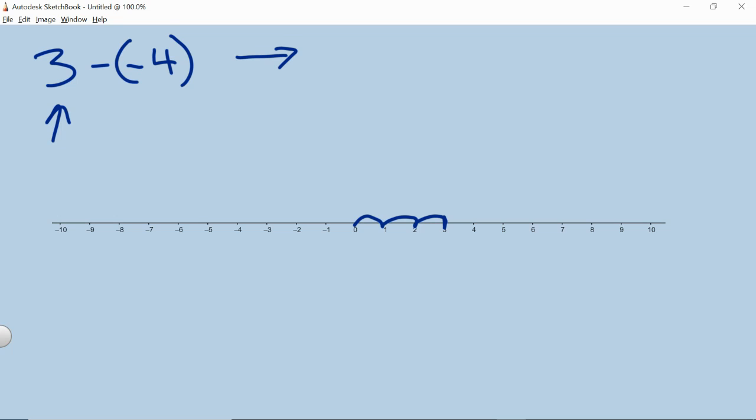All right, so here we go. 3 minus negative 4 means I'm going to keep counting out 1, 2, 3, 4 places, and I'm going to get my answer, which is, let me erase this, positive 7. By the way, subtracting negative 4 is the same as adding positive 4.